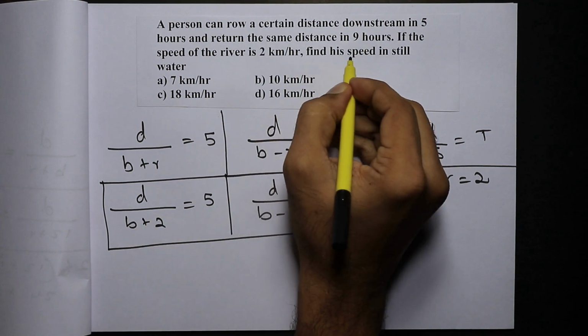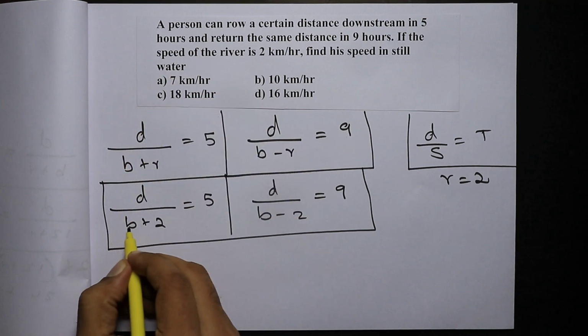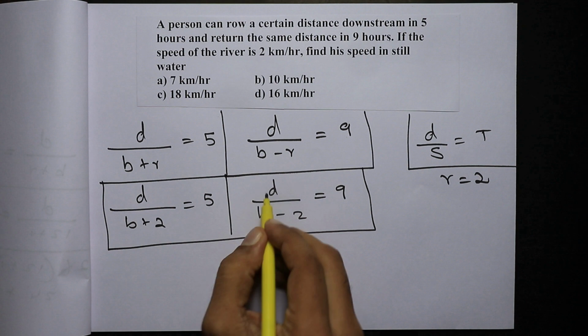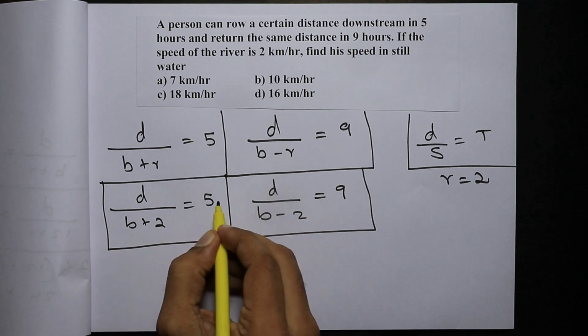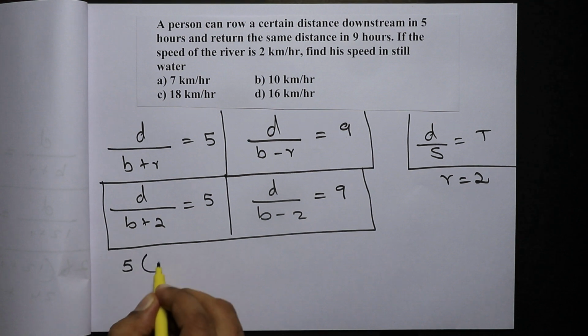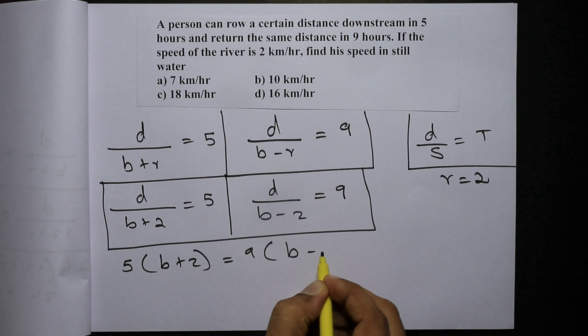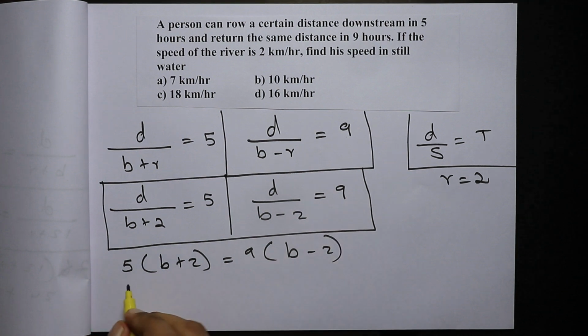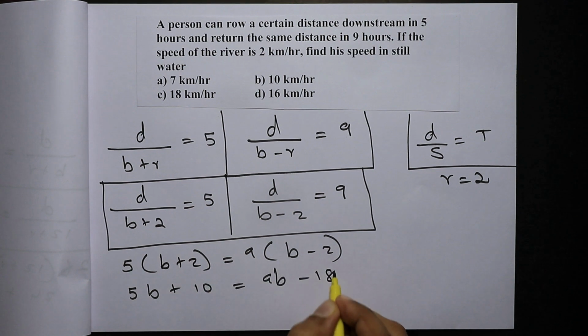Now find the speed in still water, that is the speed of the boat in still water, that is b. So we'll eliminate d and we can calculate the value of b. So b plus 2, we'll bring it to the other side. So 5 into b plus 2 is equal to 9 into b minus 2. We'll just solve it. So 5b plus 10 is equal to 9b minus 18.